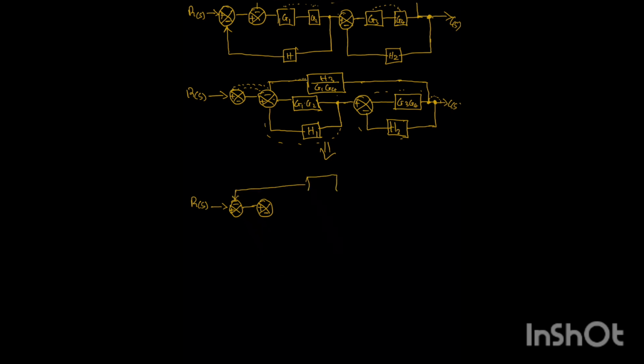So I have H3 all over G1 G4. So extending it, I come over to this place. I have G1, G2. So here is my plus minus. So here is G3, G4.